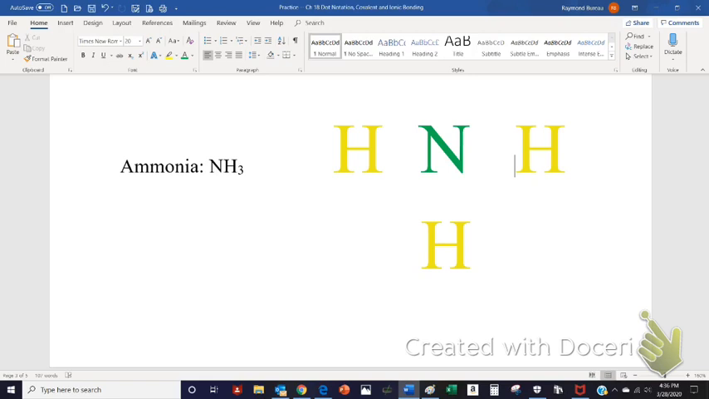Like I said, I usually start with the hydrogen. Each one can give 1 valence electron, so here you go. And the one on the bottom says, here you go. And the one on the right says, here you go. And now we look at the nitrogen with 5 valence, and we'll share 3.